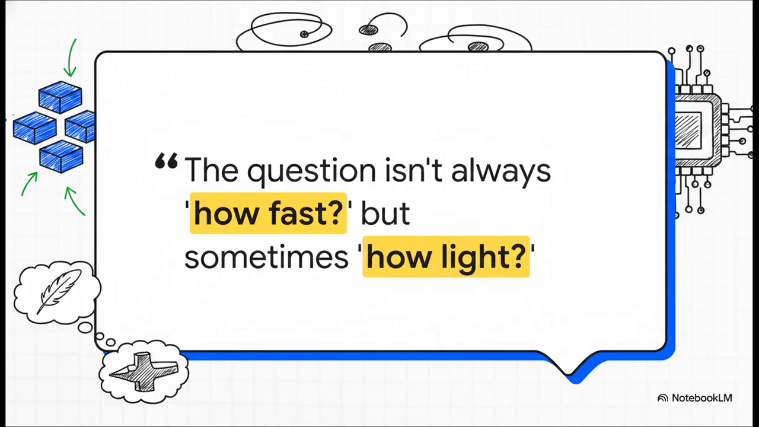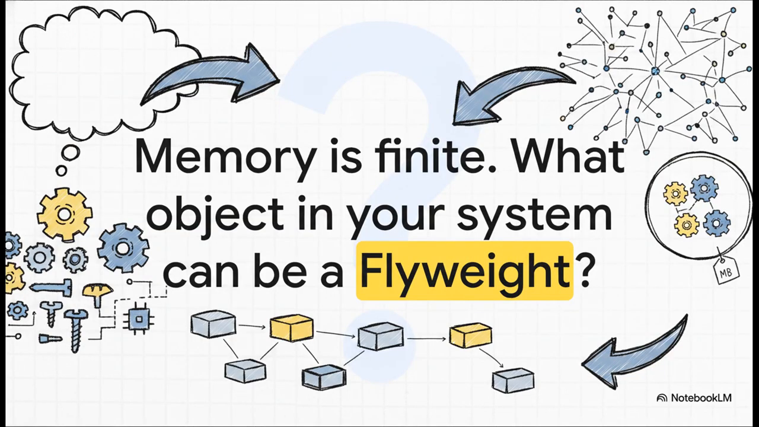You know, when you really think about it, this pattern changes how you look at system design. In a world with massive scale and limited resources, we're so often focused on CPU speed. But sometimes, the better question isn't how fast can it go, but how light can it be? So I want to leave you with a question to take back to your own work. Your memory is finite, but pointers are incredibly cheap. So where, in your system right now, is there a heavy object you keep creating over and over again that's just waiting to become a flyweight?